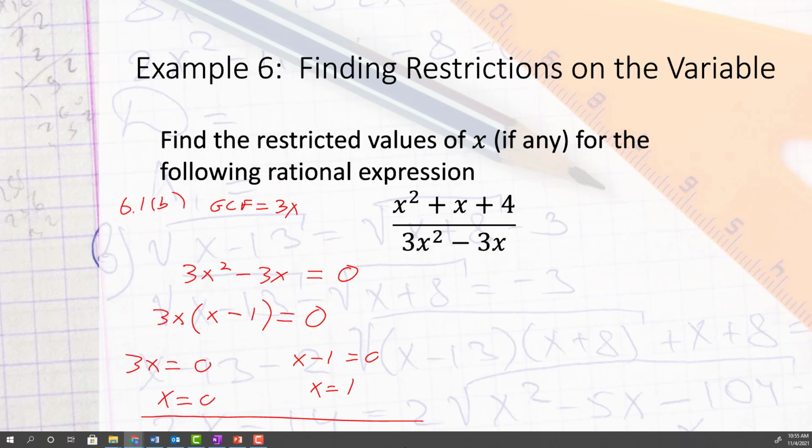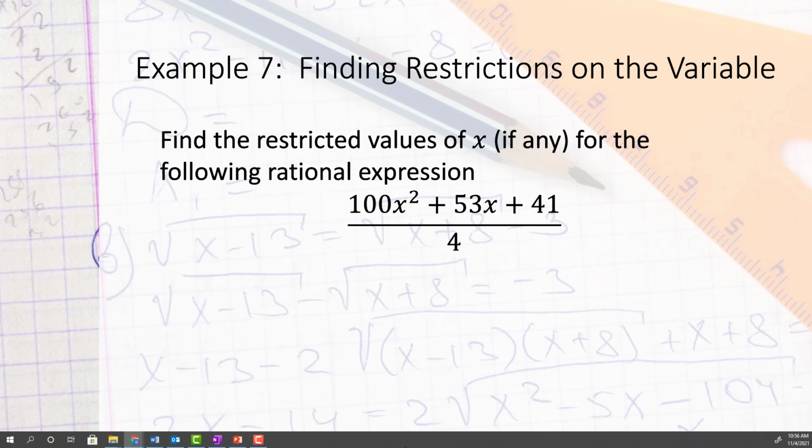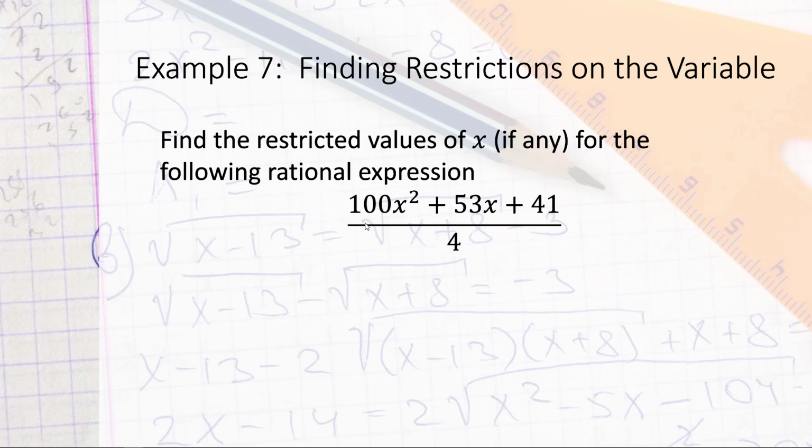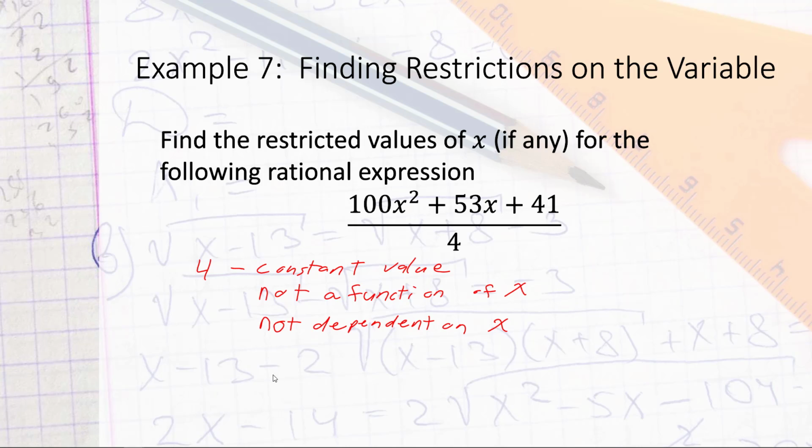Now, for my final example in this part, notice that we have 100x squared plus 35x plus 41 divided by 4. Okay, what values of x do we need to restrict? Well, notice that the denominator is 4. It's a constant value. It is not a function of x. It does not depend on x. Therefore, there are no restrictions on x. And that would be your answer.